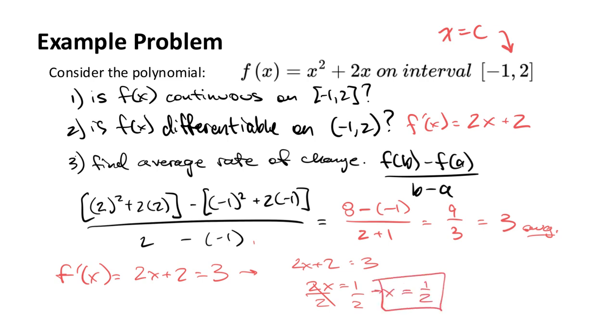So this is our c right here. 1/2 is in between negative 1 and 2. And it is the x value that gives us the tangent to the curve that has the same slope as the average rate of change, the secant line connecting our two endpoints here.